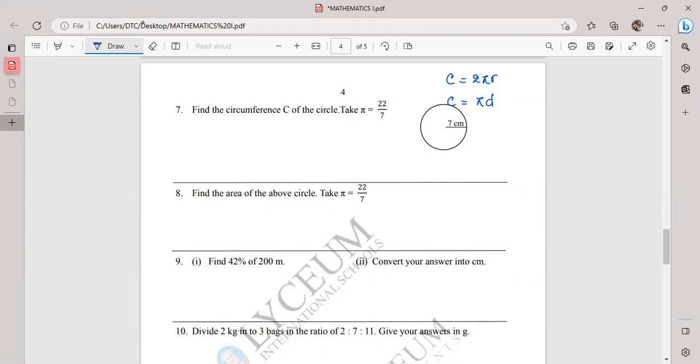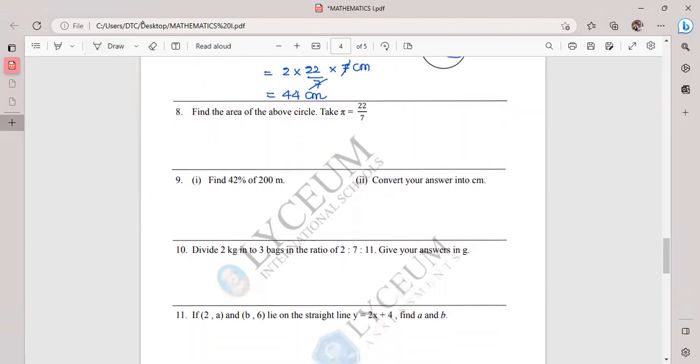Out of these two formulas, I am going to use the 2 pi r formula because they have given the radius value. So I write C equal 2 pi r, and I expand this: 2 times pi times r. Right? So then it is 2 times 22 over 7, and r is 7 centimeters. So then 7 and 7 you can cancel. What is the answer? 44 centimeters. Right? So then question number 8.